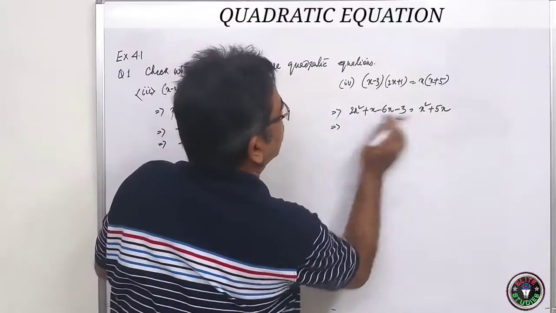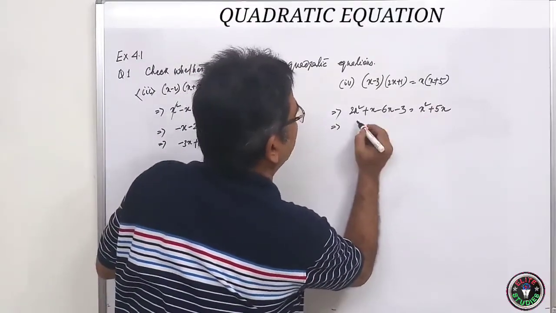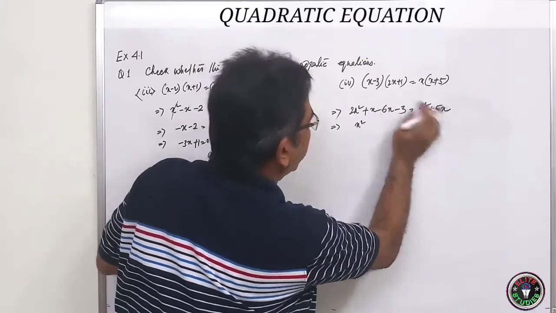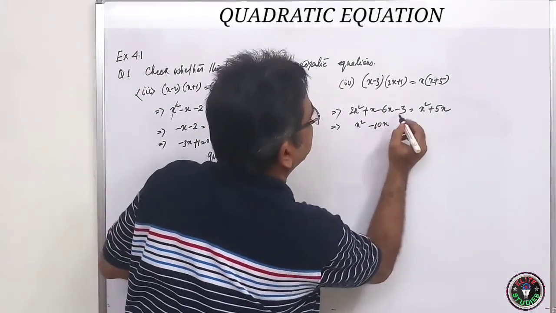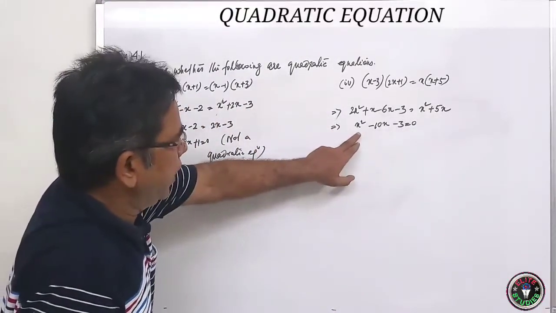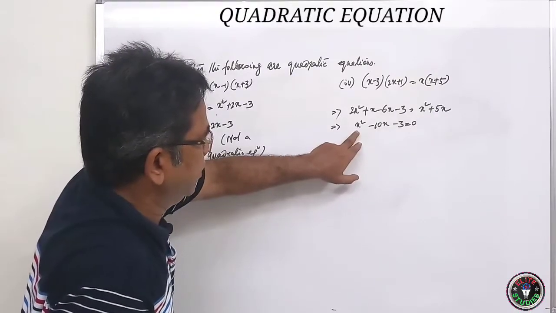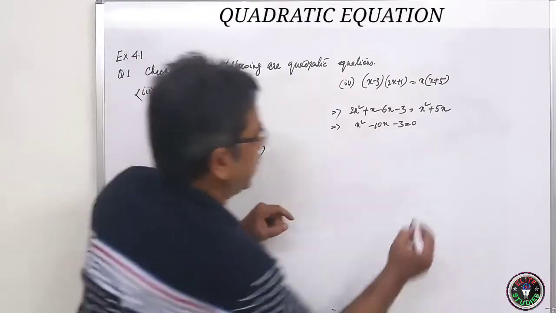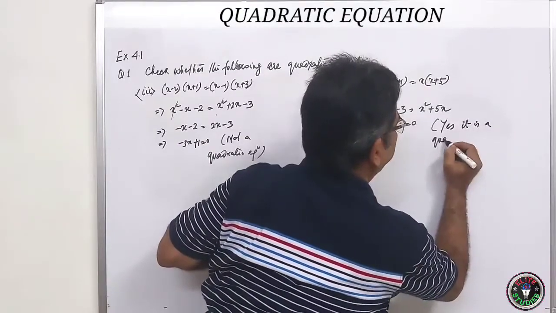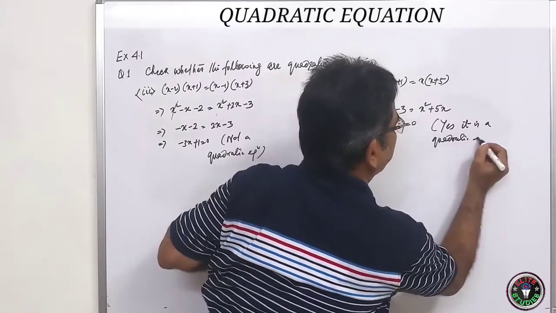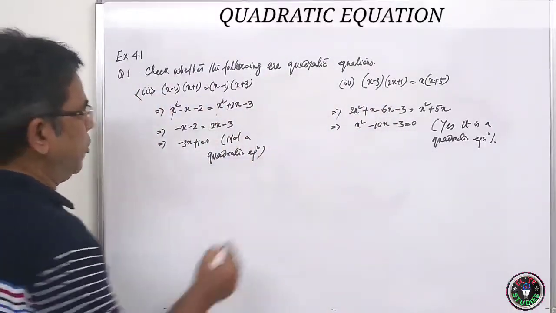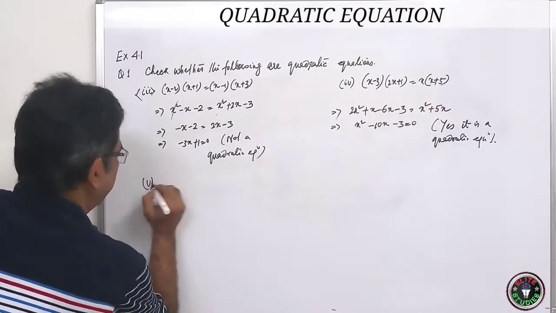So this gives 2x square minus x square, which is x square, then minus 5x and again minus 5x, so minus 10x minus 3 is equal to 0. Since you see the x square term is there, yes, it is a quadratic equation. Got it? Now we will do question number 5.